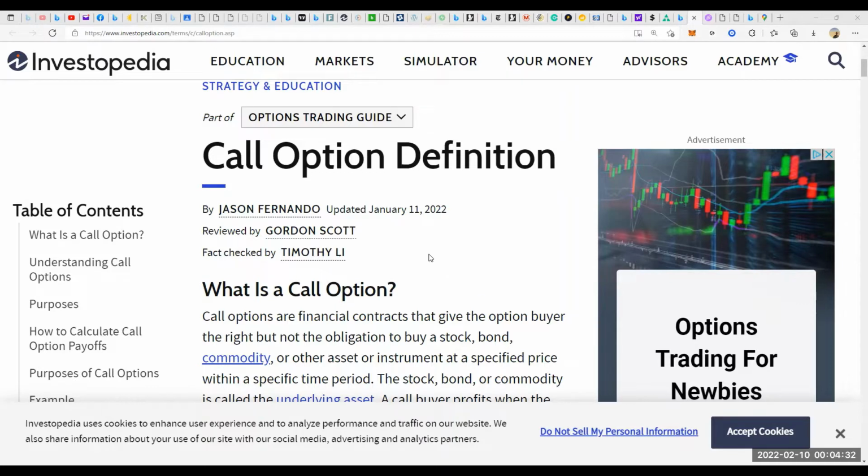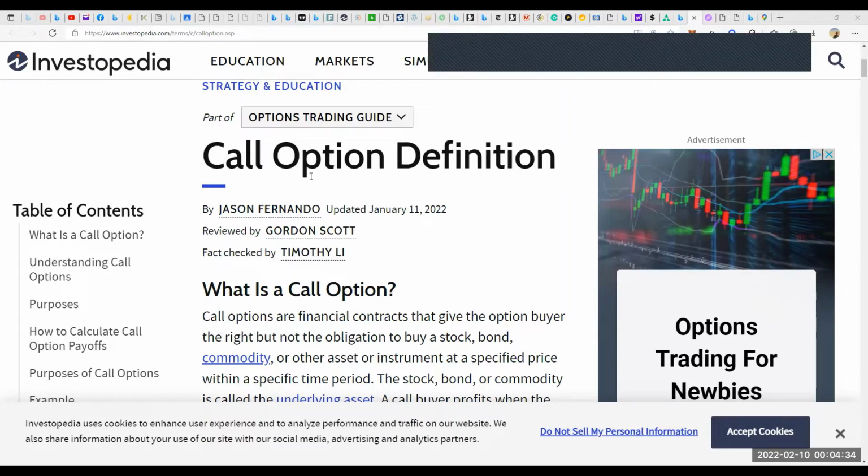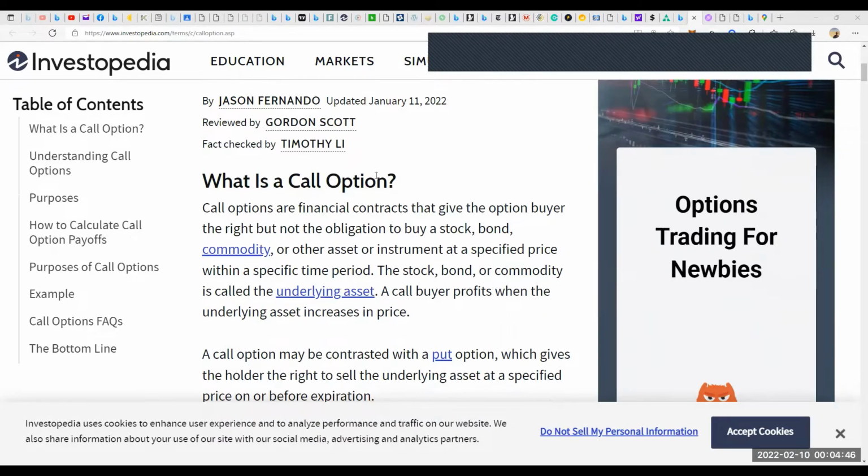Let's try going over what an option is. An option is always what? You have a choice, right? That's what the word option means. Remember, call options versus put options. And we're just going to go over call options today. So what is a call option?